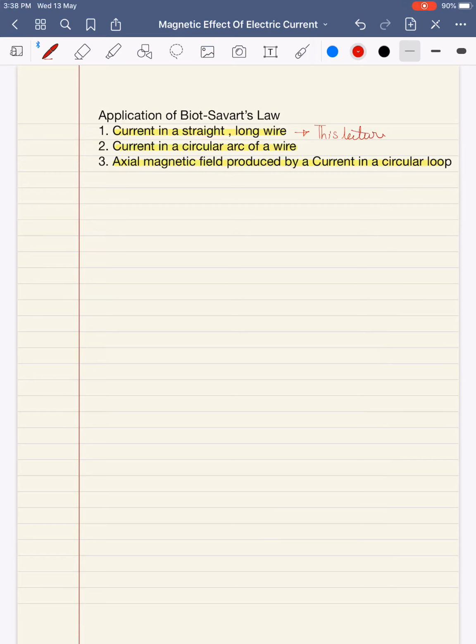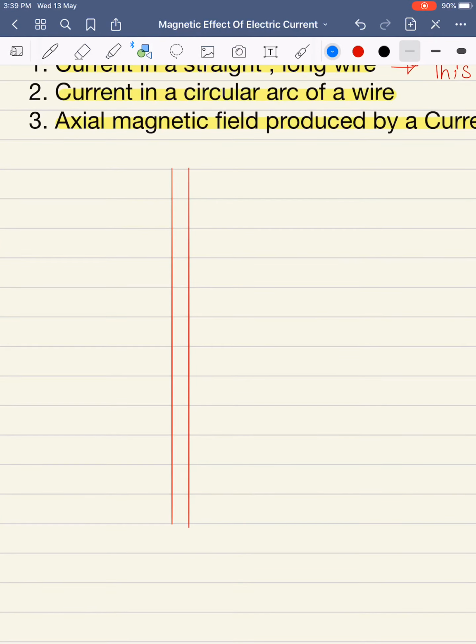So what we say is that suppose I have a straight long current carrying wire, and this wire is carrying a current in the upward direction. This is the direction of current. Let us say the magnitude of current carried by the conductor is I. Now let us say that there is a point P which is kept at a distance R from the length of the conductor.